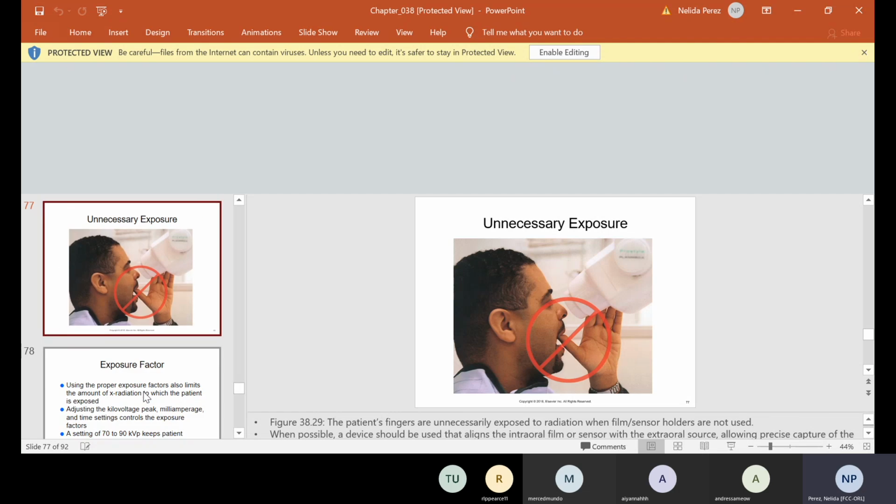So this is unnecessary exposure. I'm going to be real honest with you though. On occasion, you may need the patient to hold the x-ray, okay? Because not everybody can take the XCP ring in their mouth.